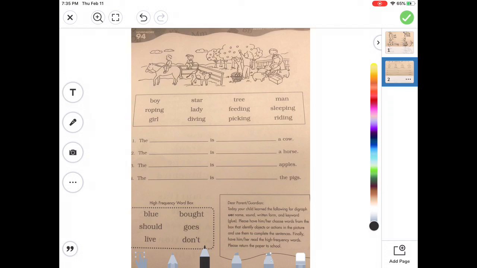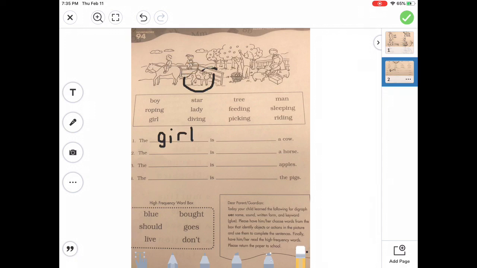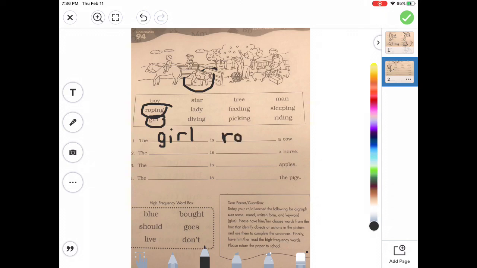All right, on the back, it's kind of like what we did yesterday. So we have to use the words in the box to make a sentence that makes sense. So look at my sentence. It says, the blank is blank a cow. Okay, so I need to find the cow. Okay, right here. And then what's happening? The girl is, what is she doing? Do you see it? She's putting that rope around him. So I've got the girl, she's roping the cow. So roping a cow.